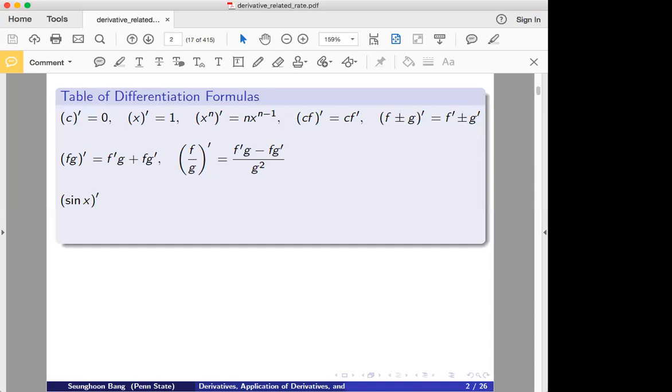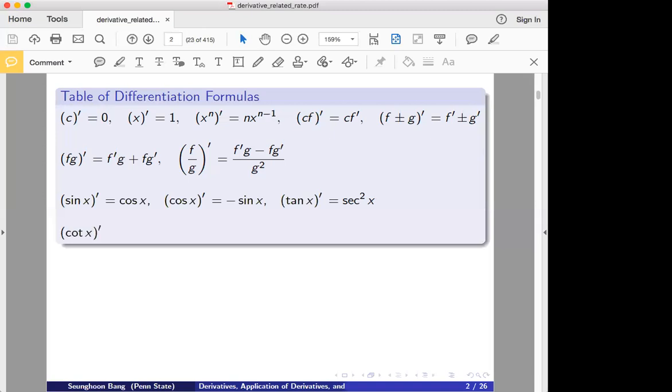Do you know what the sine prime is? Could you write your answer on the chat board, please? The cosine, yep. What is cosine prime? It's good. Yeah, thank you, guys. Next, tangent of x. Do you know tangent prime? Is that right? Tangent prime is, yes, secant squared.